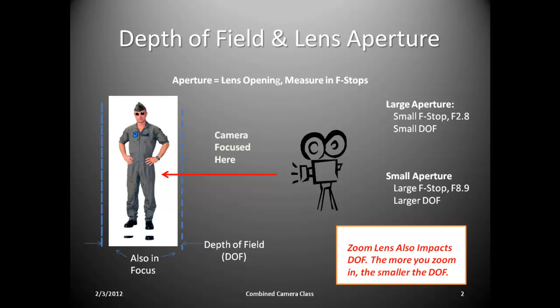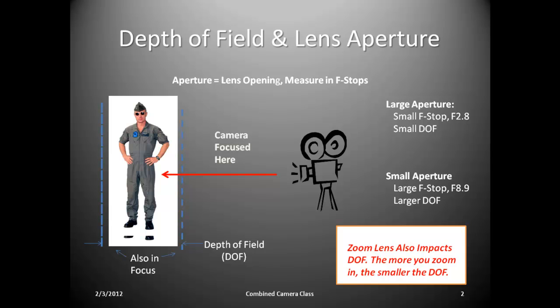Now in the lower right hand corner, you can see the effect of zooming in. The more you zoom in, the smaller the depth of field, the smaller the distance between those objects closer to the camera and those objects further from the camera that are in acceptable focus. And presumably, your main subject of focus is somewhere in between those 2 points.